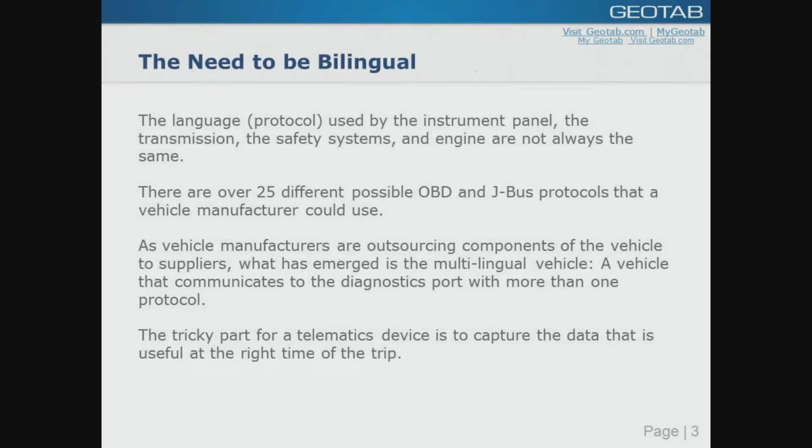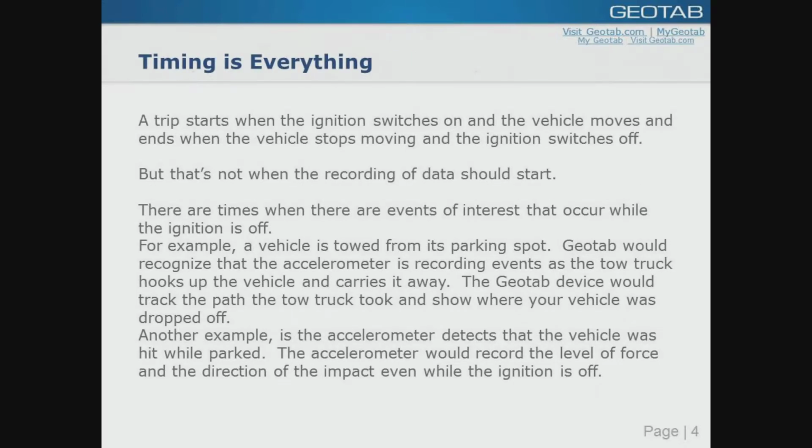Okay? What you need to do is capture the right information at the right time within a trip to make that data useful. So timing is key, right? When you turn on a vehicle and the vehicle starts to move, in Geotab's world we call that a trip. When the vehicle comes to a stop and you turn the key off, we call that the end of the trip. But there are times when we should be recording data that happens either before or after that ignition event. And I've got a couple of examples here.